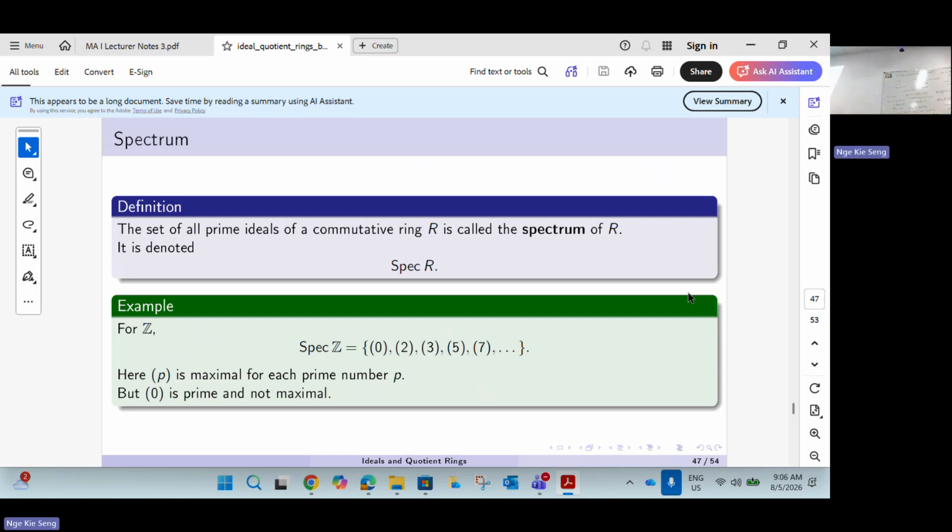Okay, next we talk about the spectrum. A spectrum is the set of all prime ideals. It contains the set of all prime ideals. Okay, for example, like this, all primes. Spec Z. Okay.